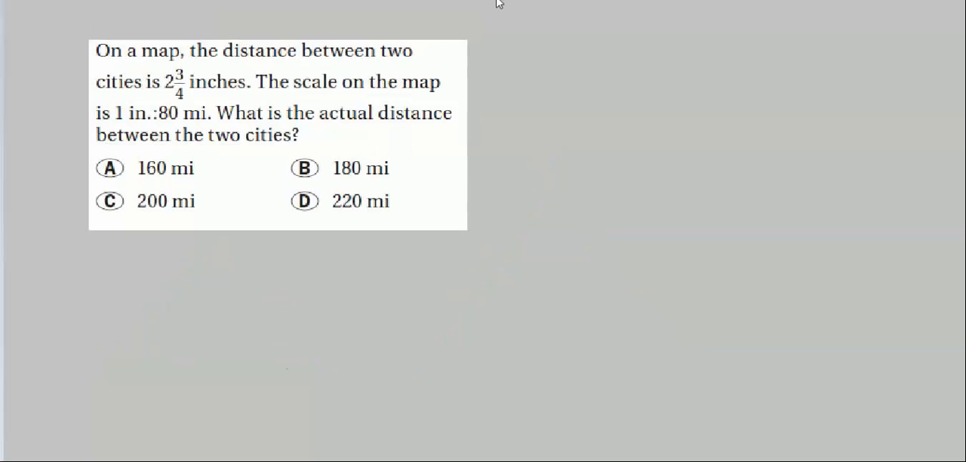And here's one that's very easy. The two cities are 2 3/4 inches apart on the map, but every inch is 80 miles on the map. This is a very, very simple demonstration of how to use scales on a map. All you have to do is take the number of inches that you have and multiply it by 80. And if we do that, we get, well, 2 3/4 is 11 over 4, right? Times 80 miles, we get 220 miles, and that's this one here.